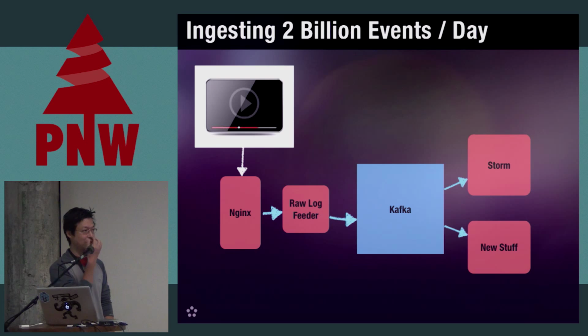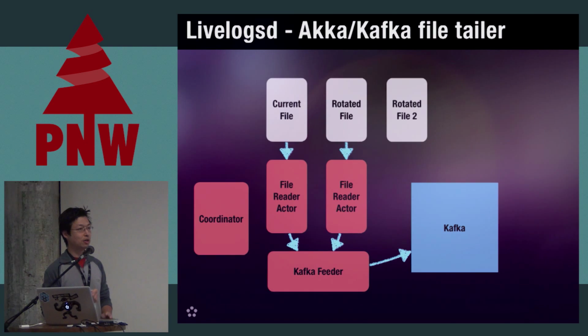So this slide is just to give you some context for the whole bunch of slides coming up about how we use it. So the first Scala app that we built, we call it Livelogsd, takes logs from Nginx and tails them and writes them to Kafka. So you can imagine that Nginx writes out a log file, that's a current file. Then what it does, it rotates it every, I don't know, minute, 5 minutes, whatever, right?